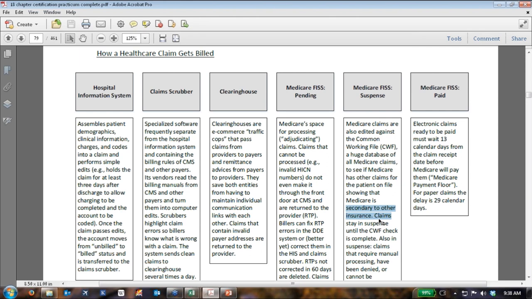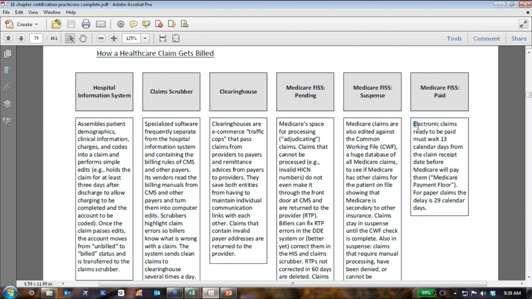So that determination is made by running a claim through the Common Working File, which basically says that John Doe is working, flipping hamburgers at McDonald's, although he's a Medicare patient, so Medicare is secondary to his McDonald's insurance. And then let's say he stops working for McDonald's and Medicare is now primary, then the Common Working File gets updated by a particular code on a UB04 claim telling CMS that Medicare is to be primary. There is no other insurance for this beneficiary, and that information gets stored in the Common Working File.